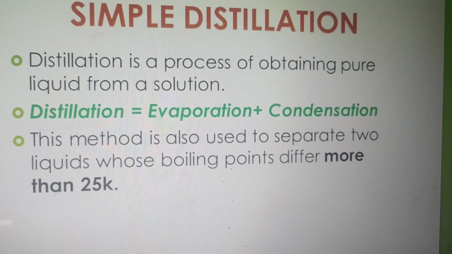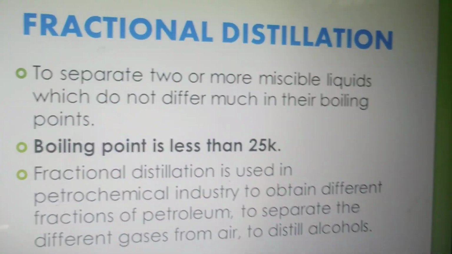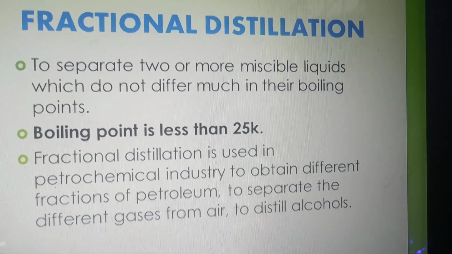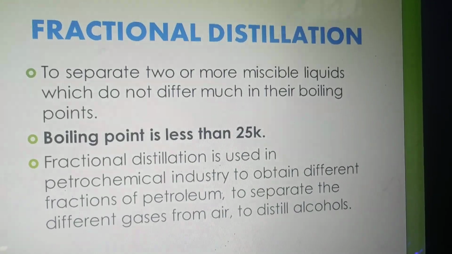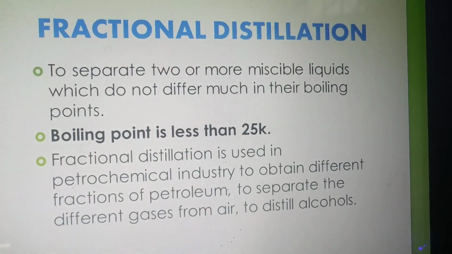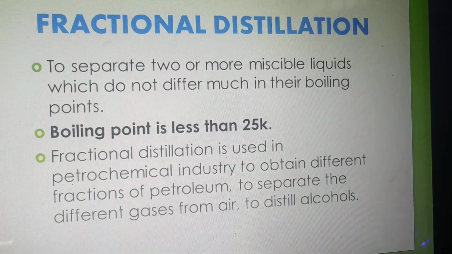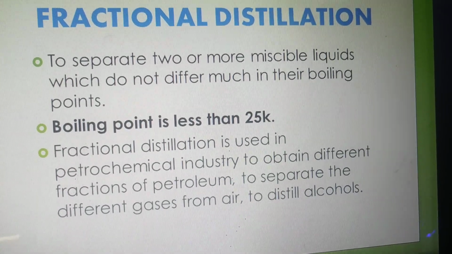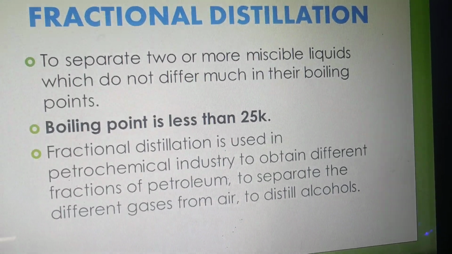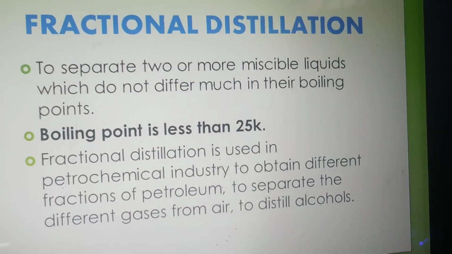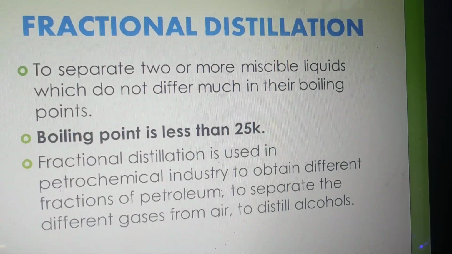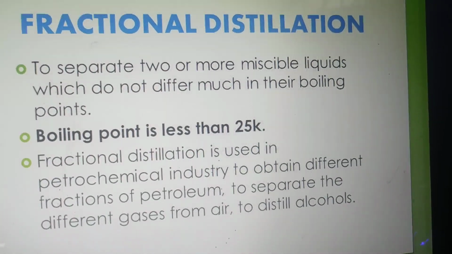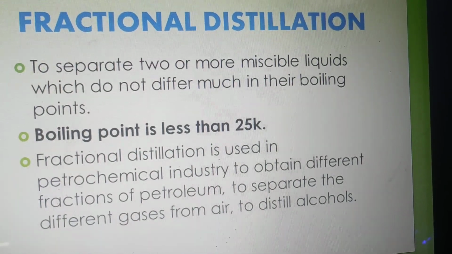Okay, and the next method is fractional distillation. Already in 8th standard you have studied fractional distillation. Do you remember that, children? Crude oil. How can we separate crude oil? Which method is used to separate crude oil? Yes, absolutely correct. Fractional distillation means fractions. It is used to separate two or more miscible liquids. What does that mean? Two or more miscible liquids.